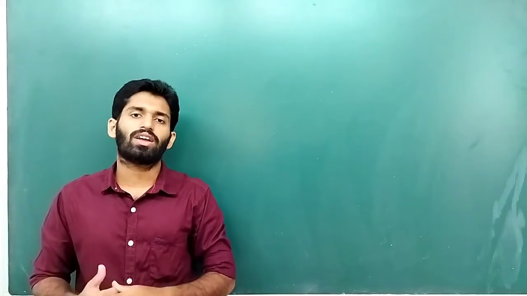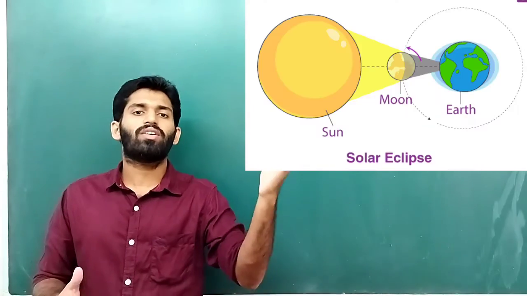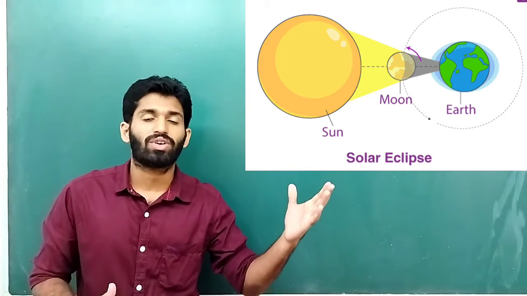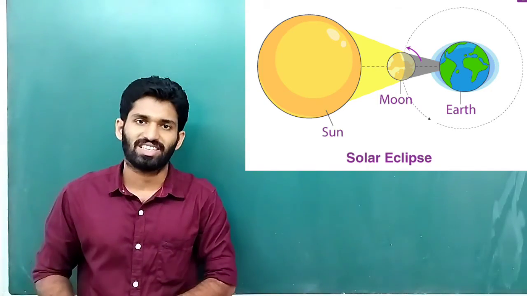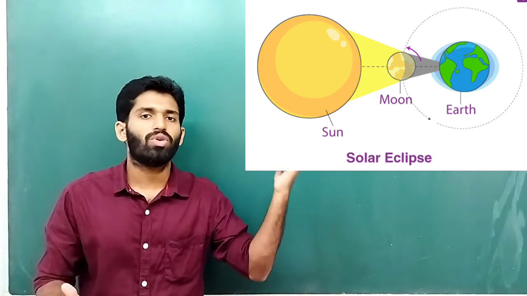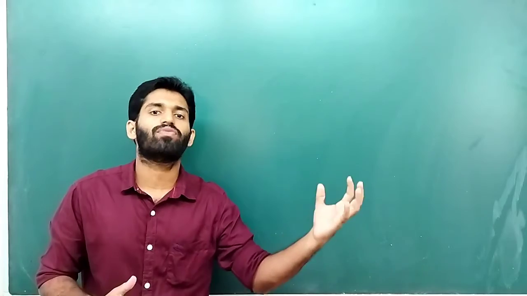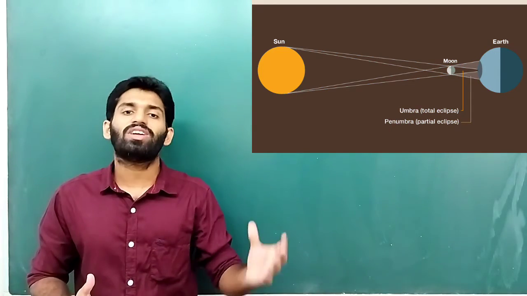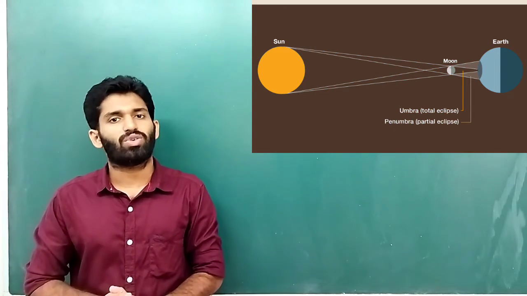Now to the solar eclipse. A solar eclipse is the opposite of a lunar eclipse. When the moon revolves and starts to cast its shadow on the earth, the people looking from the earth will not be able to see the sun. That is a solar eclipse. When the sun is completely behind the shadow of the moon, it is a total solar eclipse. When the sun is partially behind the shadow of the moon, it is a partial solar eclipse.